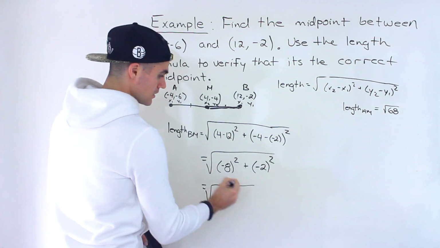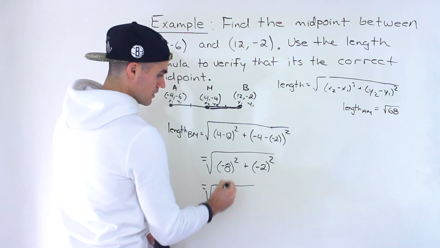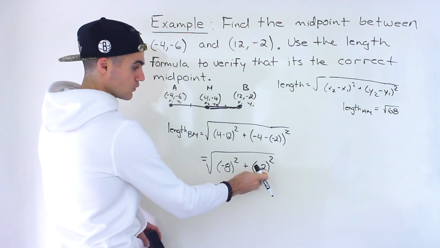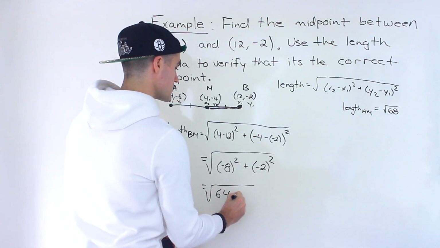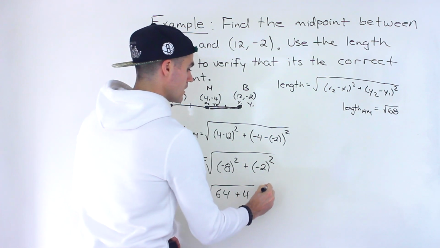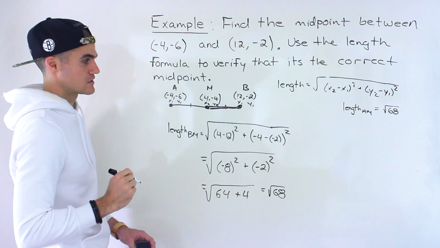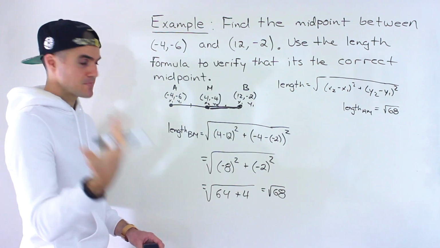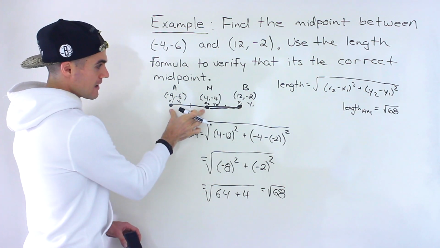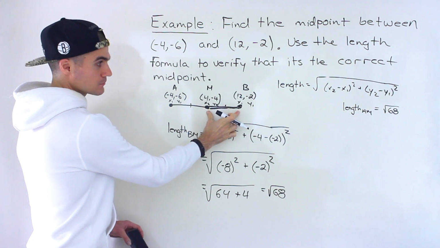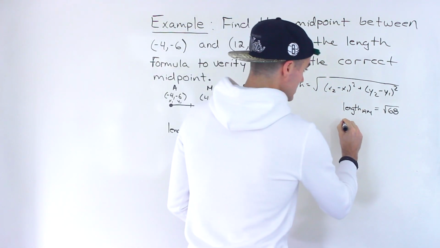So we would end up here with 64. Negative 8 to the power 2 is positive 64. Negative 2 to the power 2 gives us positive 4. And notice that we get the same thing, the square root of 68. So as expected, the length of AM and the length of MB or BM are the same.